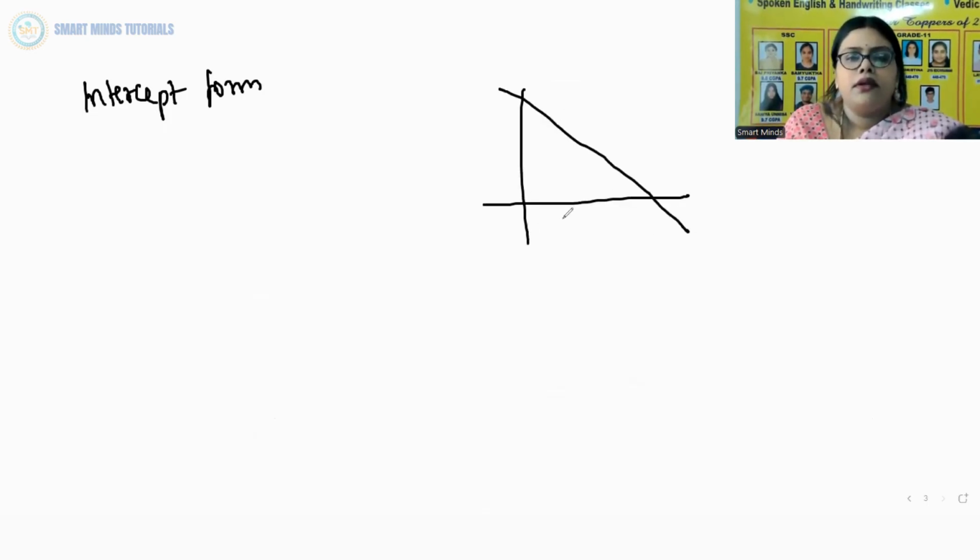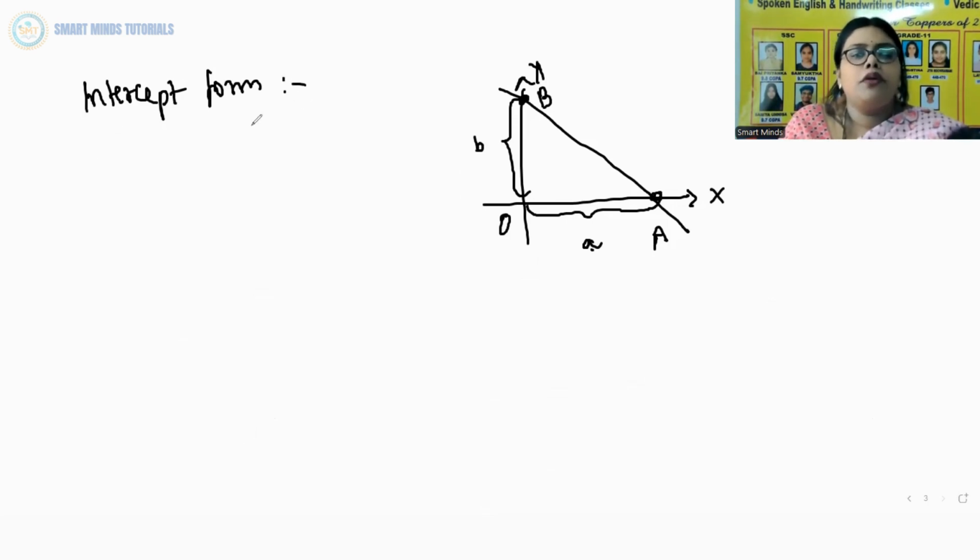Now we have the intercept form. What do you mean by intercept form? Suppose this is a coordinate axis, this is a line. This is called the x-intercept. This is called the y-intercept. This is the origin, this is x, this is y, and here you have a point A, and here you have a point B. This distance is A and this distance is B. Then in that case, how do you convert the line equation into intercept form? That is x by A plus y by B is equal to 1.